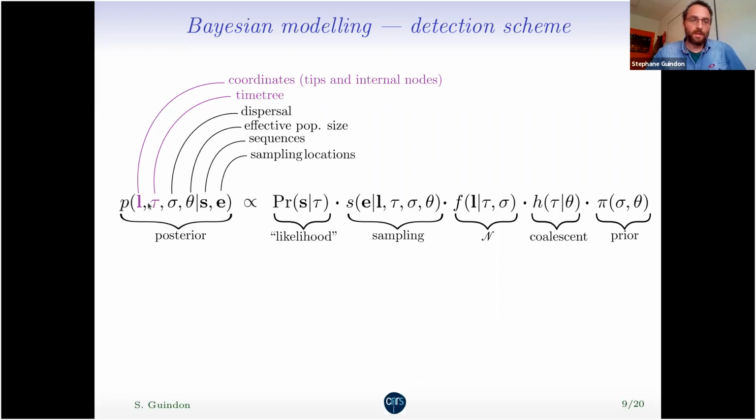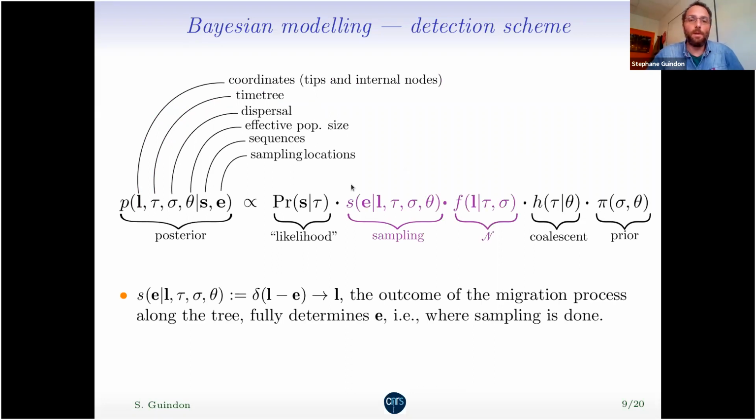So we break down this posterior as usual by expressing it in terms of a product of Felsenstein's likelihood, so the probability of the sequence alignment given the tree. We have the coalescent density around here. We have the prior density on the dispersal and the effective population size parameter.